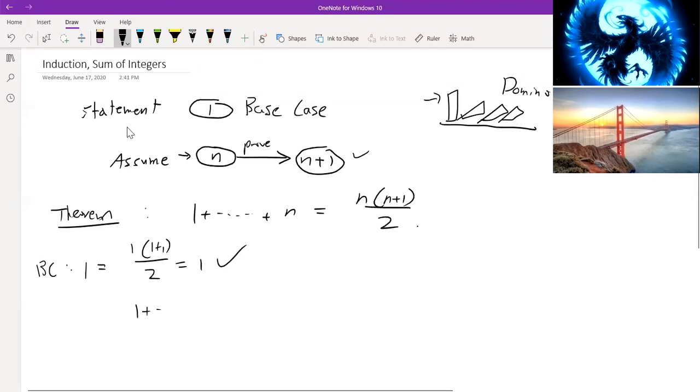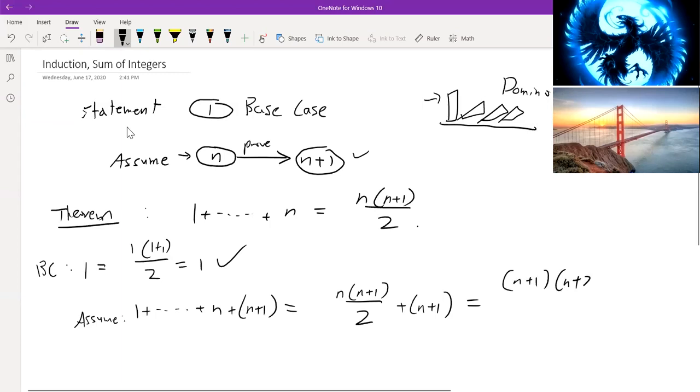So how we do that is, let's say we have this. It's going to be equal to n times n plus 1 over 2. So we assume this is true. And let's add n plus 1 to both sides. So plus n plus 1. And if we do the math here, by factoring, we have n plus 1 times n plus 2 over 2.